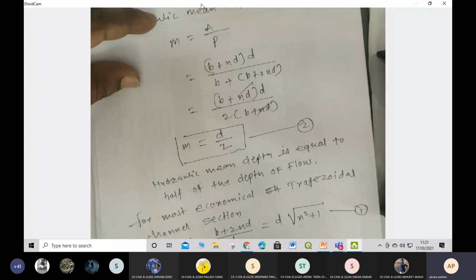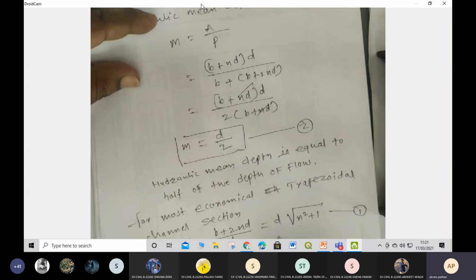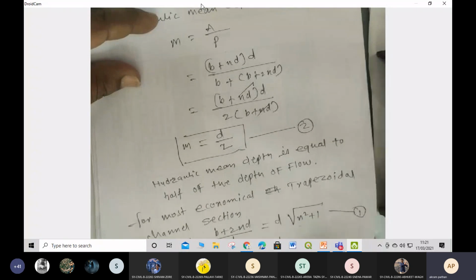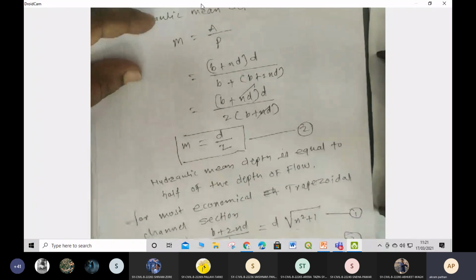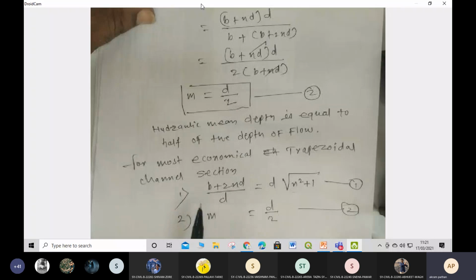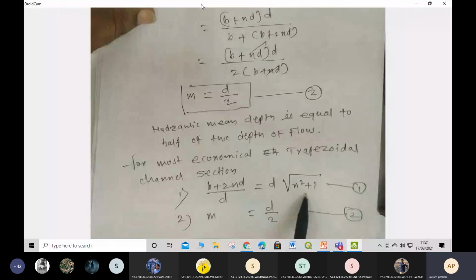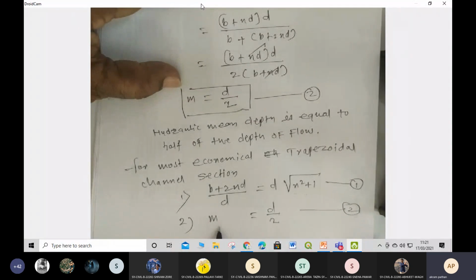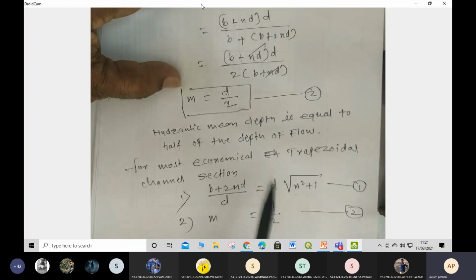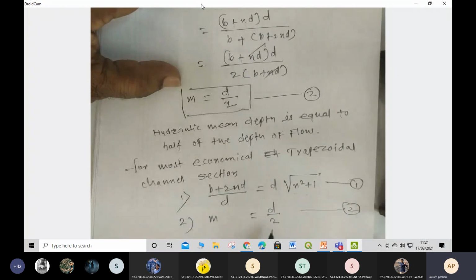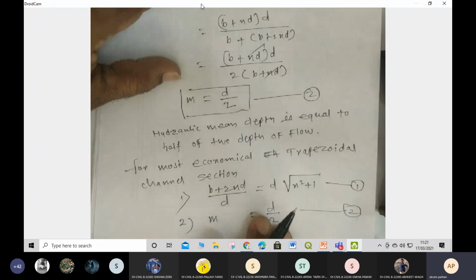And the second condition: hydraulic mean depth, that is M, is equal to D by 2. So this is the second condition. In case of the most economical trapezoidal channel section, half of the top width is equal to one of the sloping sides, and hydraulic mean depth is equal to D by 2. Okay, so this is a very simple derivation we got for the trapezoidal channel sections.